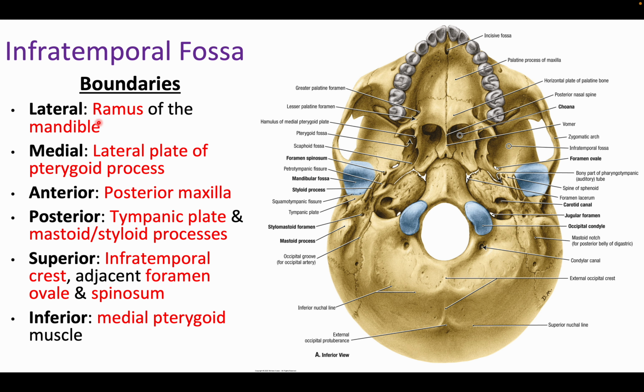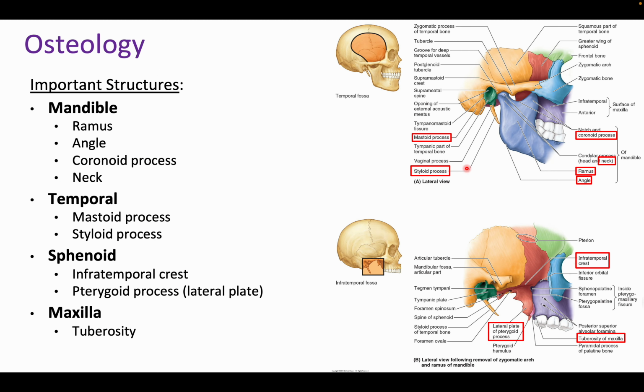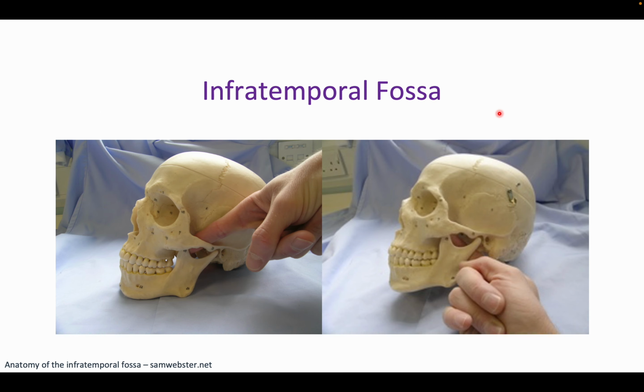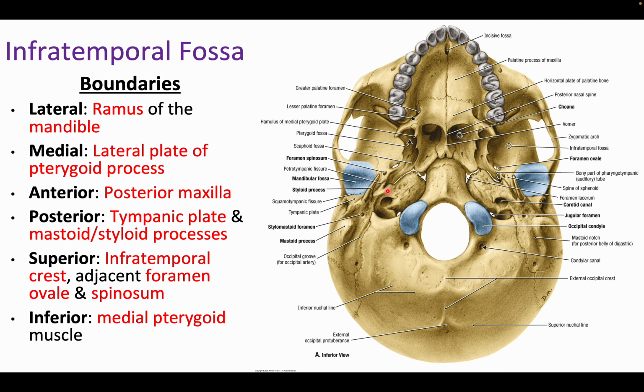The most lateral boundary is the ramus of the mandible. The mandible's been removed in that picture, but here we can see we go behind the mandible, so the most lateral wall is the ramus of the mandible. Most medially, we have the lateral plate of the pterygoid process that we looked at, which was down here. Moving anterior, we have the posterior maxilla.